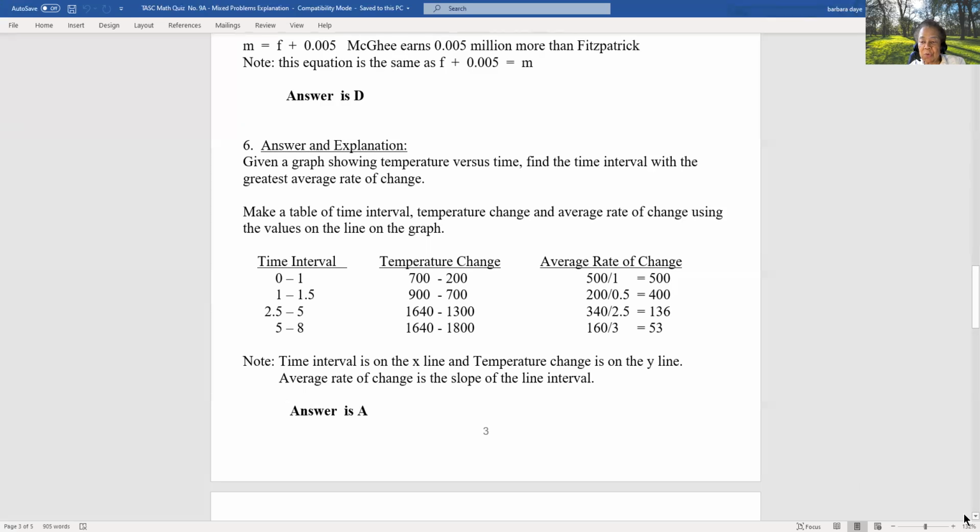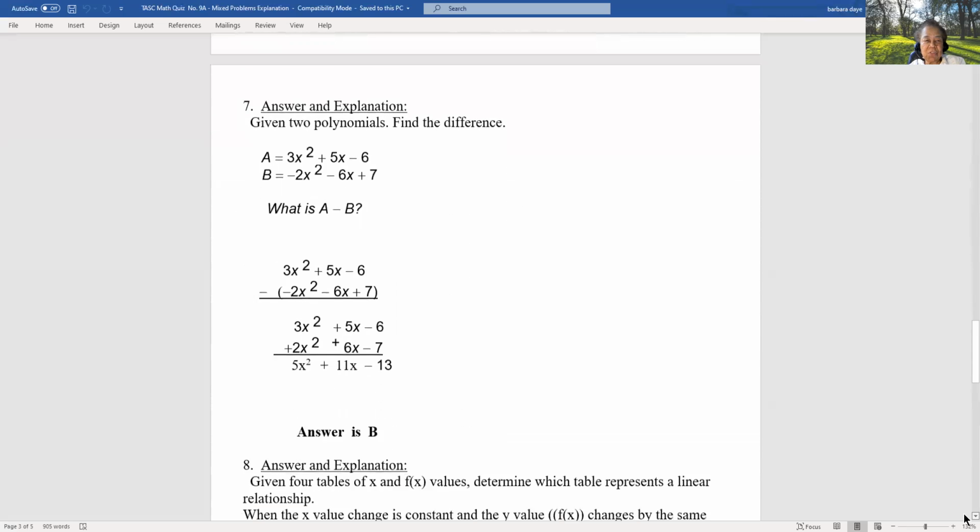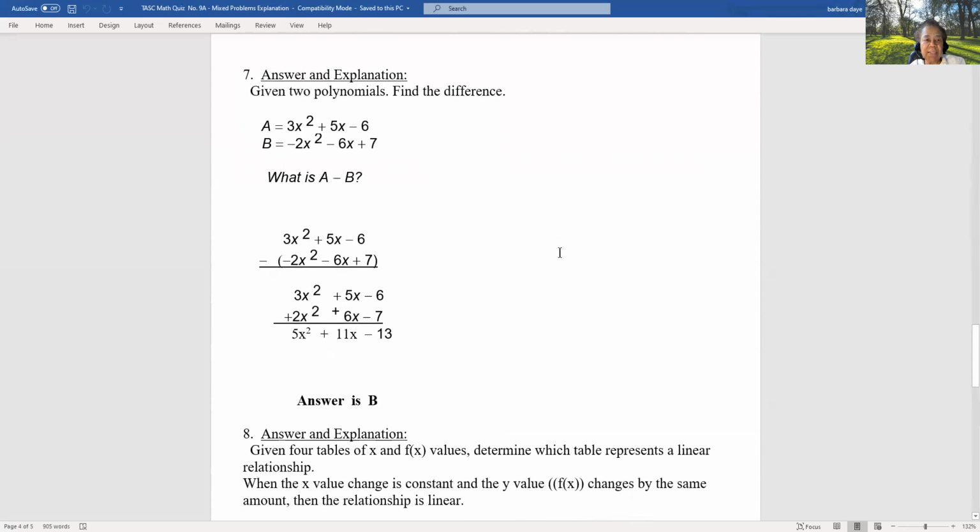Okay, let's go to number 7. Number 7, you're given two polynomials and you have to find the difference.